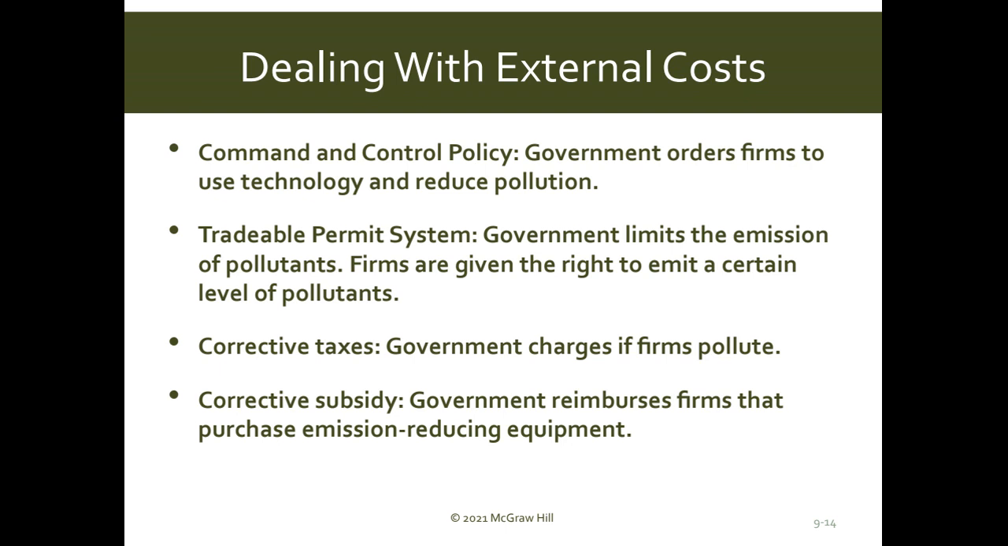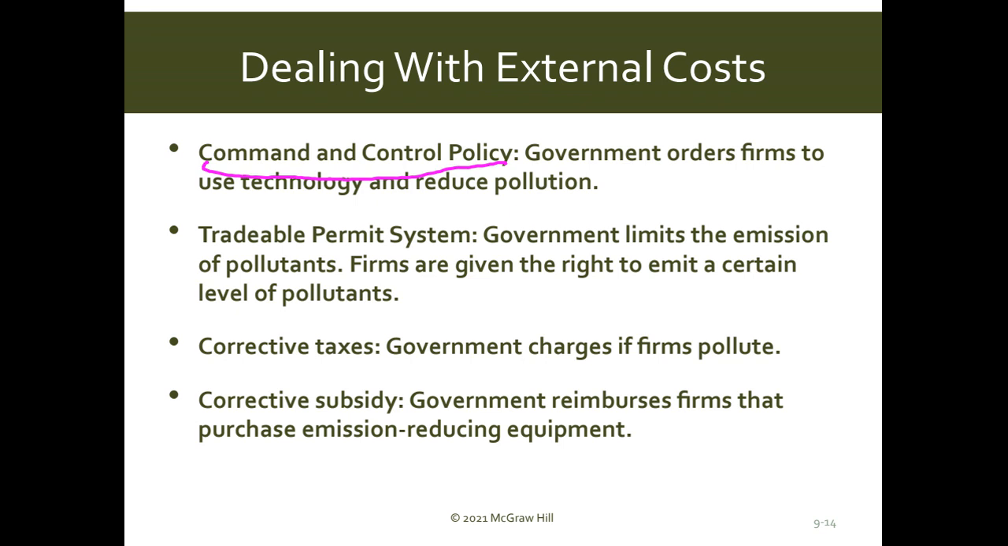Number one, command and control policy. That is one way to integrate external costs. That is, government orders firms to use technology and reduce pollution. Of course, when these firms use new technology to reduce pollution, it will increase their cost of production. So basically, the cost is added to their cost. Why? In order to reduce pollution. So they're integrating that external cost.